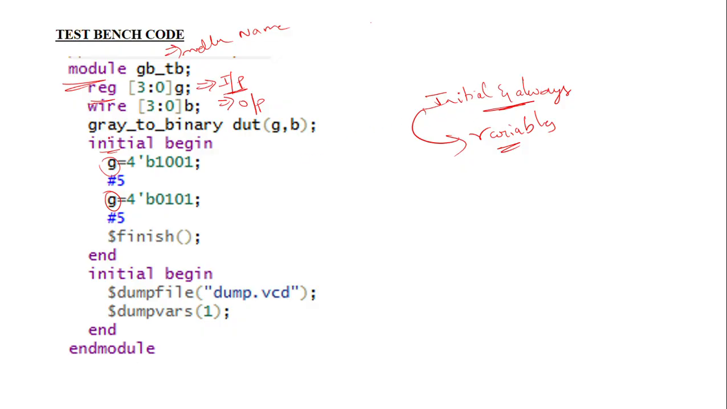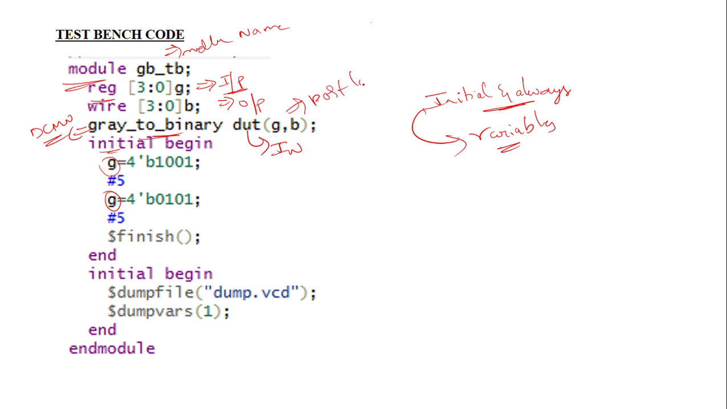Next we have to connect the design code with the test bench code. How are we going to connect? By instantiating the design code in the test bench code. How are we going to instantiate? Write simply the design code module name, followed by the instance name. DUT means design under test. You can use any name also, so no need to be DUT only. Followed by the port list.